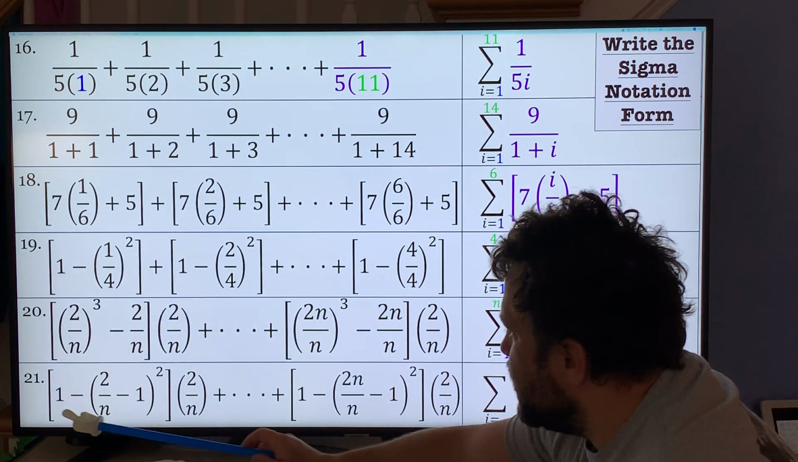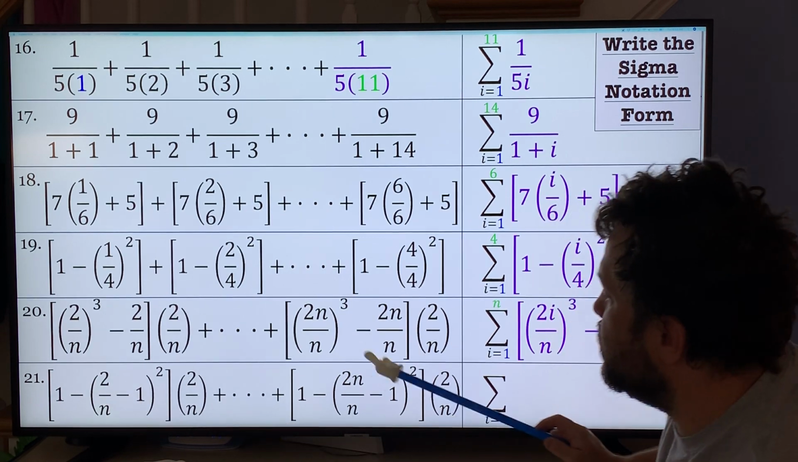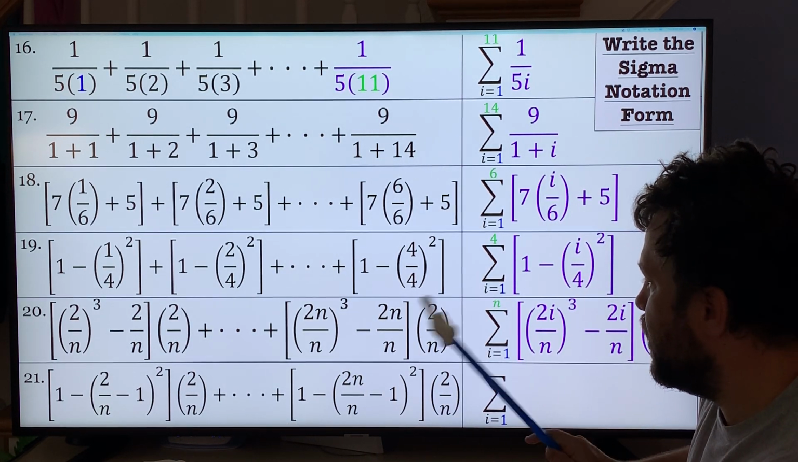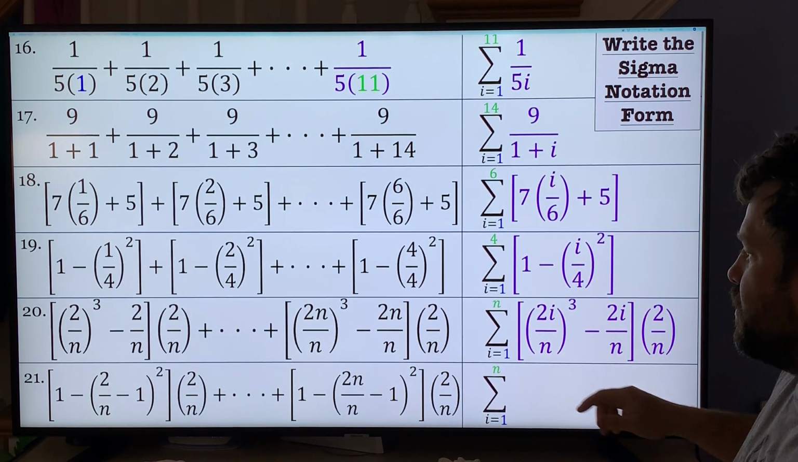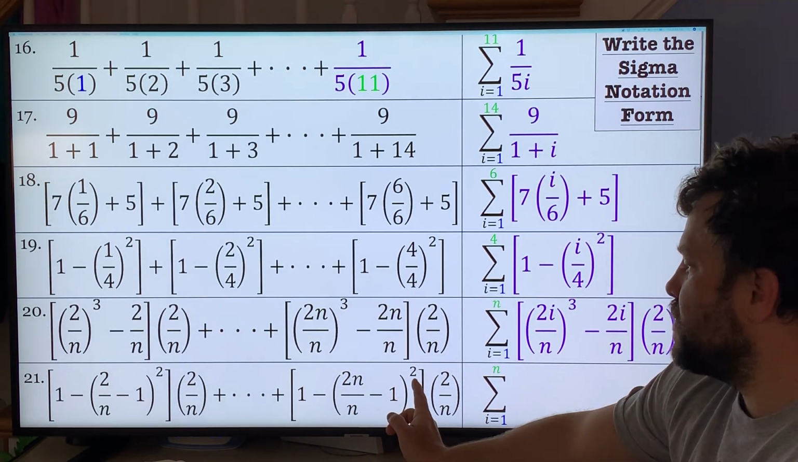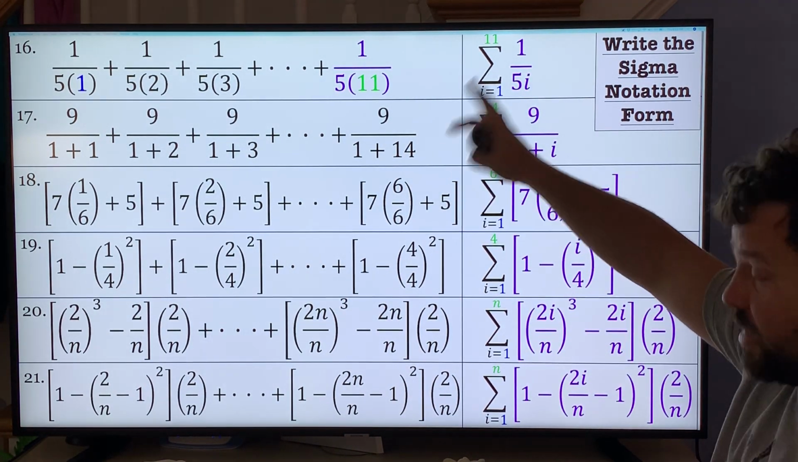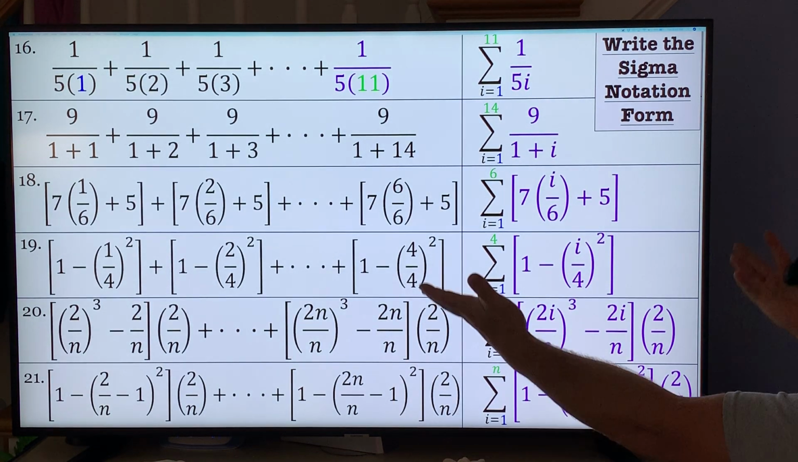All right, let's look here. The ones are the same. Well, once again, you got 2 over n to n over n. So there's going to be an I here, and we start with a 1, right? We're going to n minus 1, 2 over n. So 1 minus 2I over n minus 1 quantity squared times 2 over n. You ever think you could turn this into that, and that into that? I don't think you did. But now you know you can, because it's pretty easy.